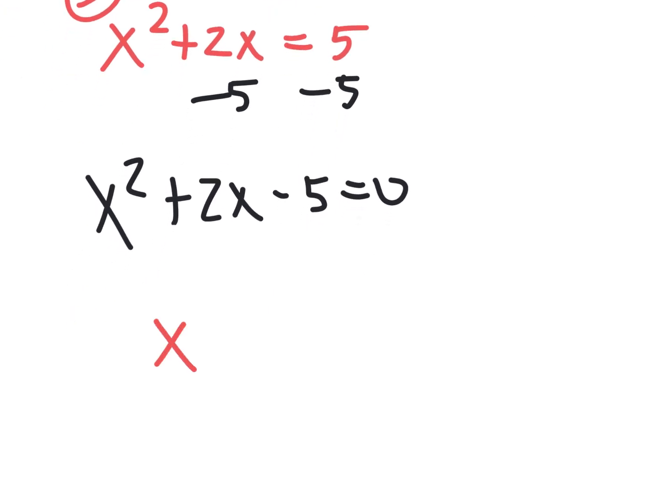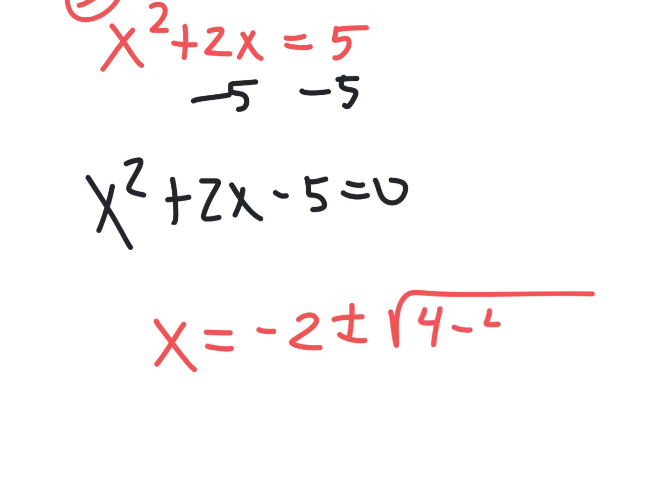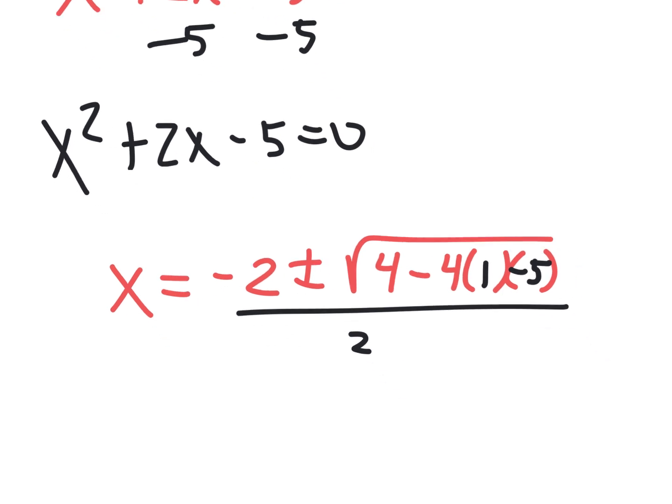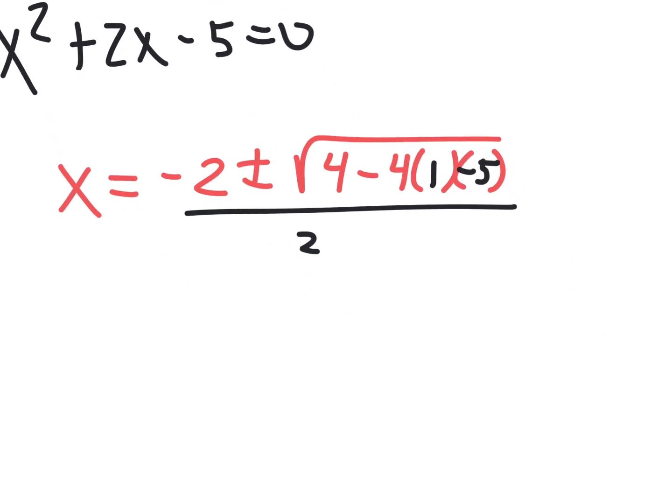So then you go x equals negative 2 plus or minus the square root of 2 squared, which is 4, minus 4ac. I'm going to write the 4ac part out because in my experience, that's where the mistakes are made. 4 times a is 1 times c is negative 5, all over 2a, which is just 2. And again, I'd bet you money that if there are any mistakes in here, it would be because people screw up this part. So double check that part.